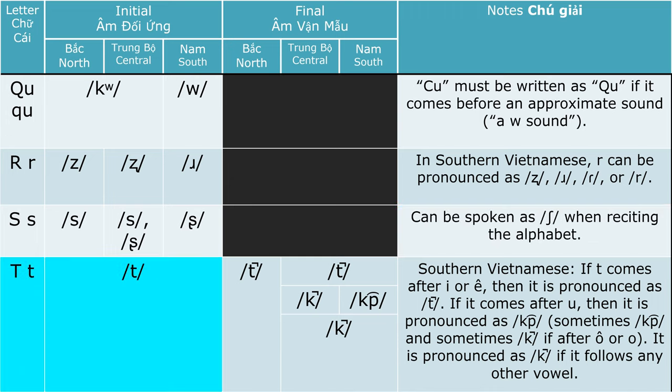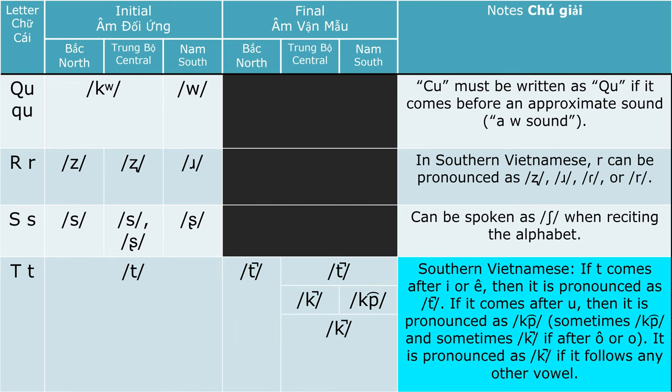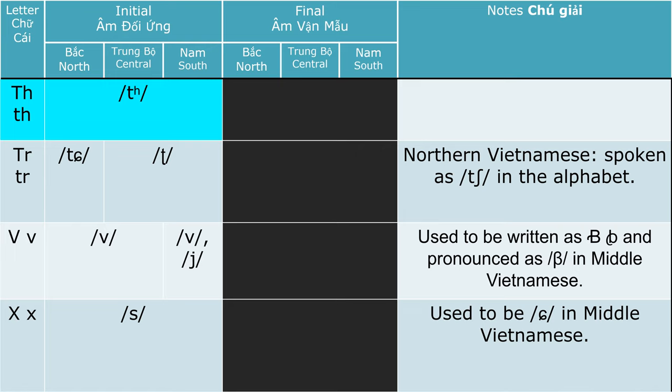T: Southern Vietnamese. If T comes after I or E, then it is pronounced as eep. If it comes after U, then it is pronounced as uk, sometimes uk and sometimes ok. If it is after O circumflex or O, it is pronounced as ak if it comes after any other vowel. In Northern Vietnamese, final T is always pronounced as at. Tr: Central and Southern.